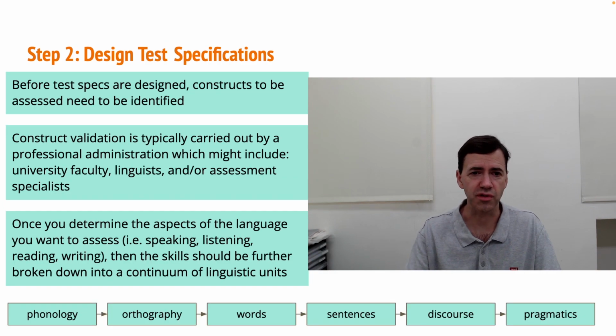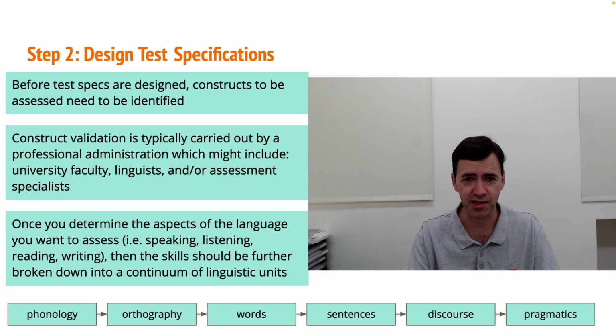Okay, step 2, design your test specifications. Same thing, but before the test specs can be designed, the constructs to be assessed need to be identified. So if you go back to step 1, what's the purpose? And then what are the constructs that you're going to assess? Construct validation is typically carried out by a professional administration, which might include university faculty, linguists, and probably assessment specialists as well. So what are the constructs?